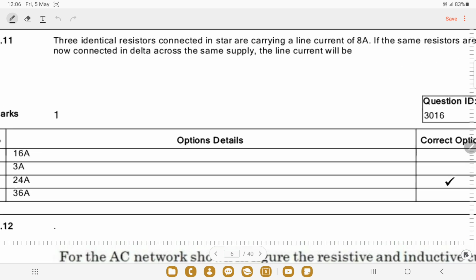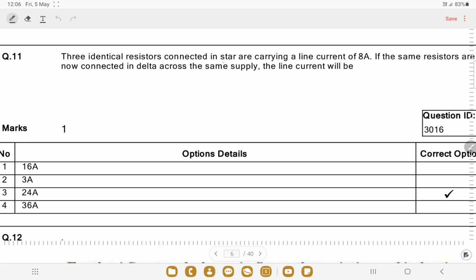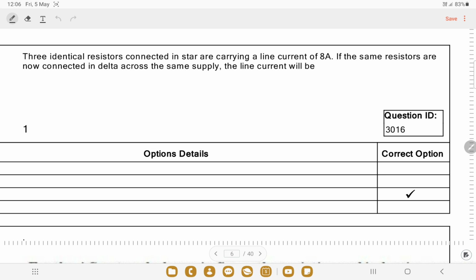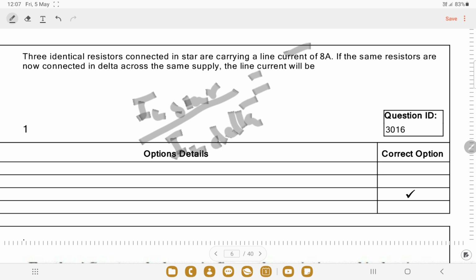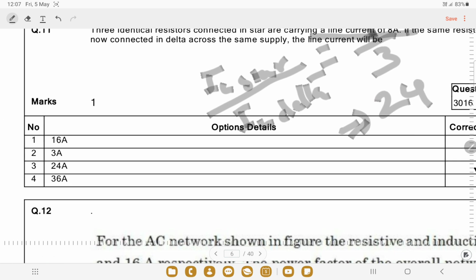Next question, it is given three identical resistors connected in star are carrying a line current of 8 ampere. If the same resistors are now connected in delta across the supply, the line current will be? So we know that IL star by IL delta equals 1 by 3. So we have line current is 8 ampere. We'll multiply with 3, we'll get 24. So 24, the option 3 is the correct one.